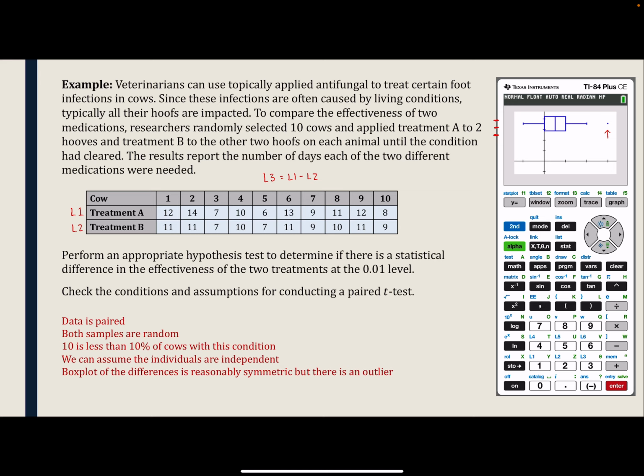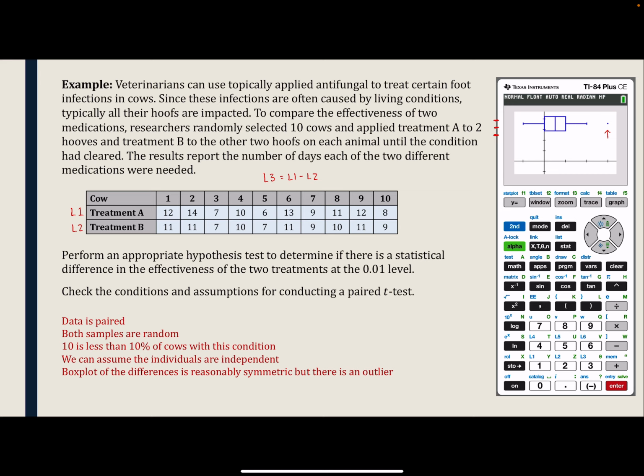So we have a natural pairing between the 2 samples of data because we have the same cows in each one, right? 2 feet are in sample A and 2 feet are in sample B. The sample's random. I say both samples, but basically the cows are chosen randomly. And 10 cows is definitely less than 10% of all the cows.